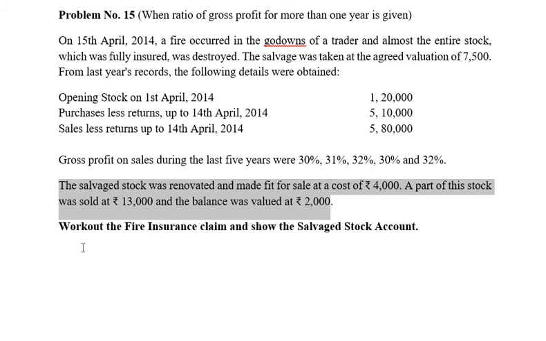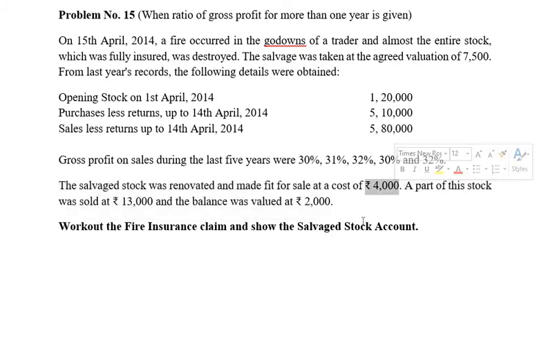Looking once more, the salvage stock was renovated to make it fit for sale, and 4,000 rupees is the expenses. These expenses should be considered on the debit side of the salvage stock account. Next, the part of the stock sold for 13,000 rupees should be considered on the credit side because it is revenue. The balance valued at 2,000 rupees is also on the credit side, that means the closing balance of 2,000 rupees. I will explain this in detail when calculating the salvage stock account.